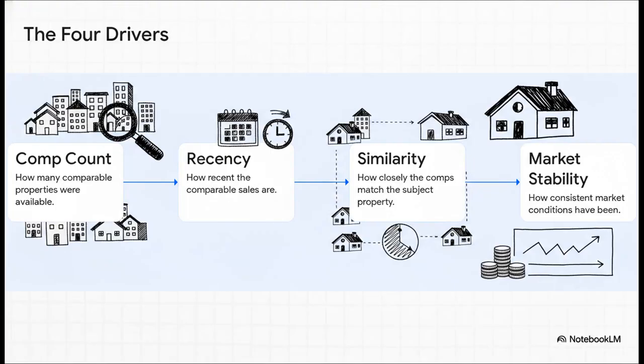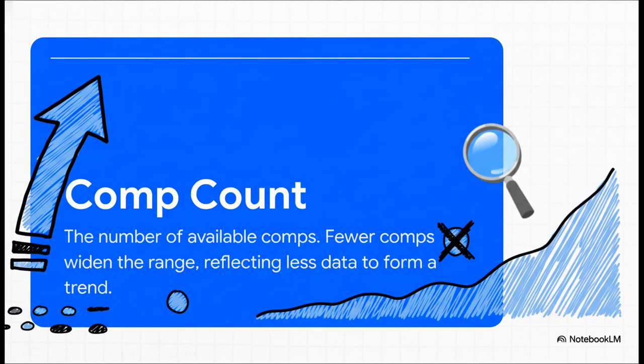Okay, so you can think of these 4 things as the pillars holding up your pricing certainty. We've got the number of comps, how recent they are, how similar they are to your property, and of course, how stable the market's been. Let's break them down one by one. First up, comp count. Now, this one's pretty straightforward, right? The more data points you have, the more confident you can be in the trend. It makes sense. Fewer comps, well, that means less certainty.